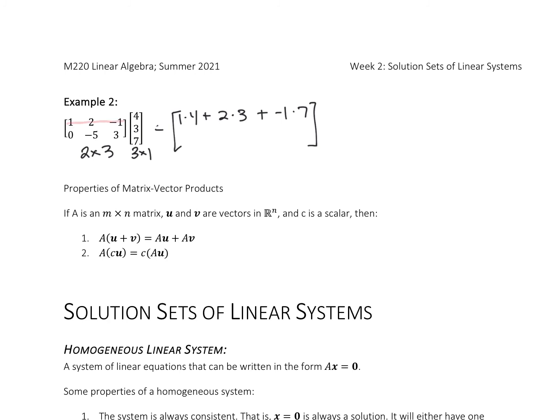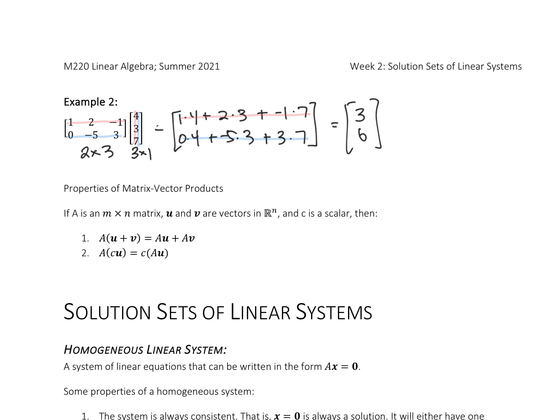So this guy and this guy give me this guy. This guy and this guy will give me this guy. So 0 times 4, and then we have -5 times 3, and 3 times 7. If we simplify this, we should get the vector 3, 6. I sure hope so, if I did my arithmetic correctly. If not, well, email me, tell me I did it wrong.